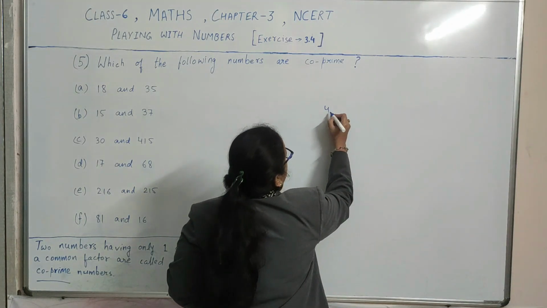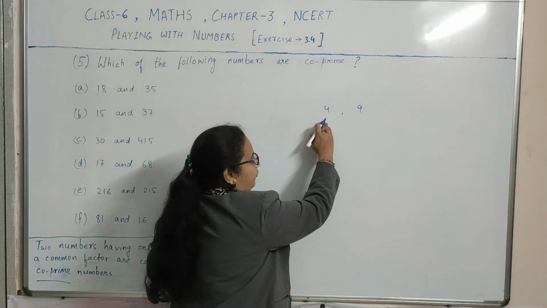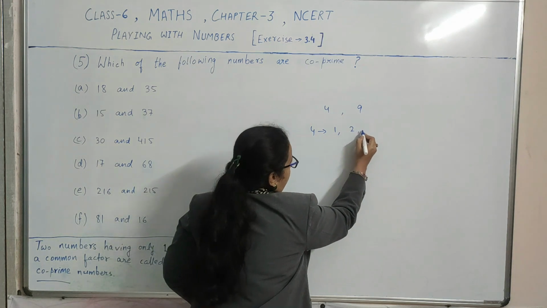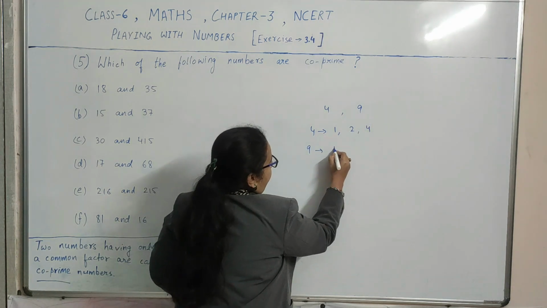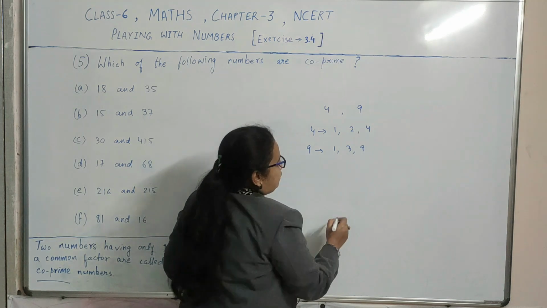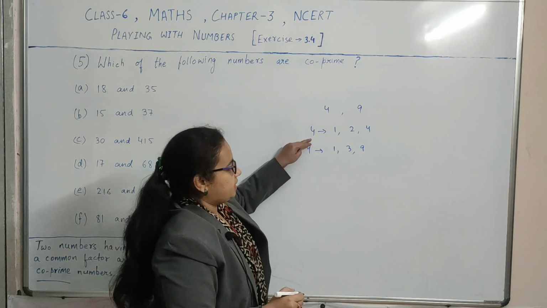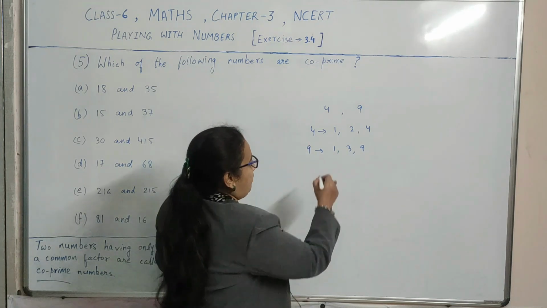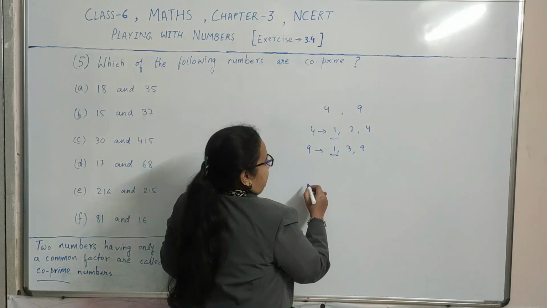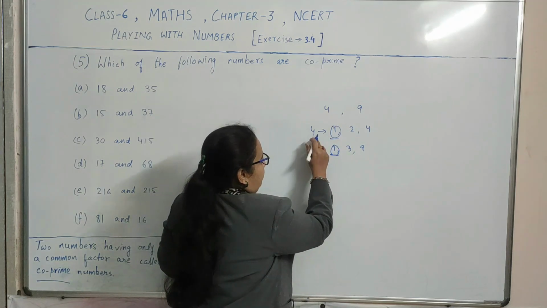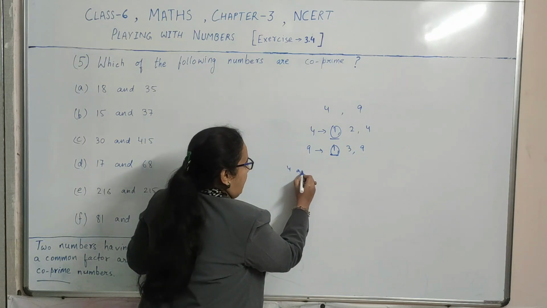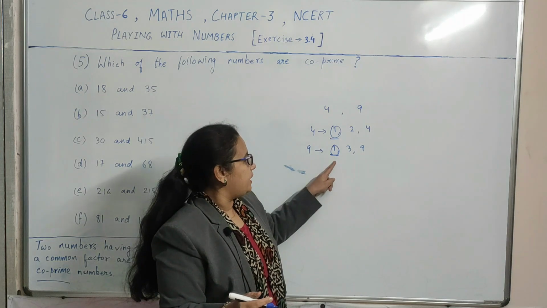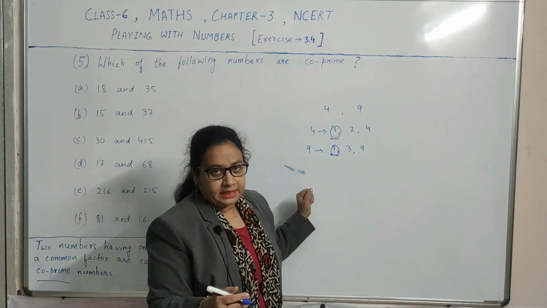Take 4 and 9. What we have to do is find the common factor of these two numbers. The factors of 4 are 1, 2 and 4. The factors of 9 are 1, 3 and 9. What are the common factors of 4 and 9? The common factor is only 1. This is the only common factor of 4 and 9. It means 4 and 9 are co-prime numbers, because 1 is the only common factor of these two numbers.